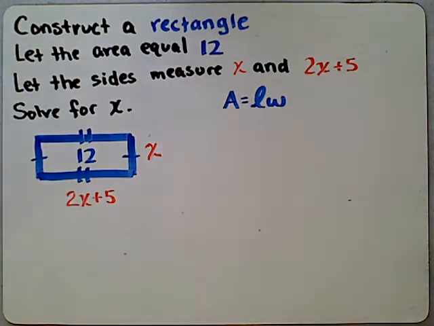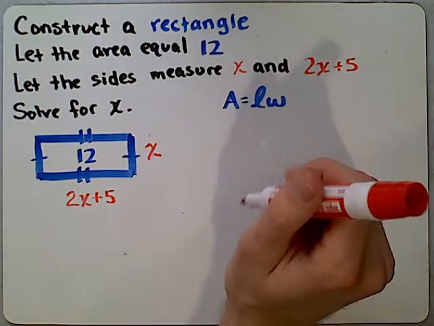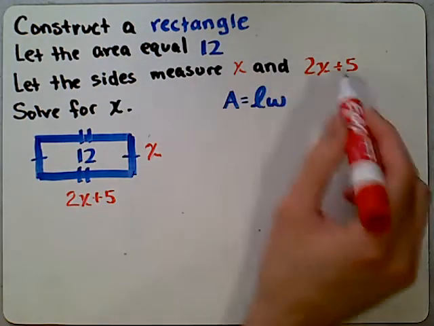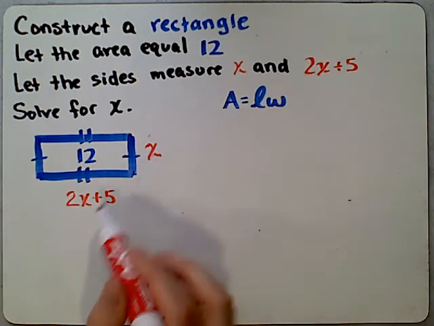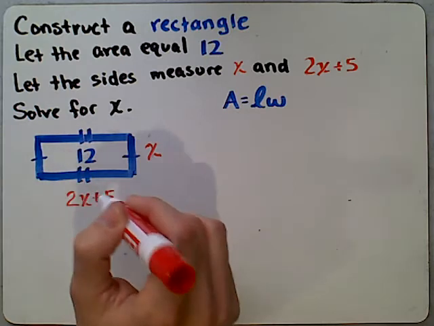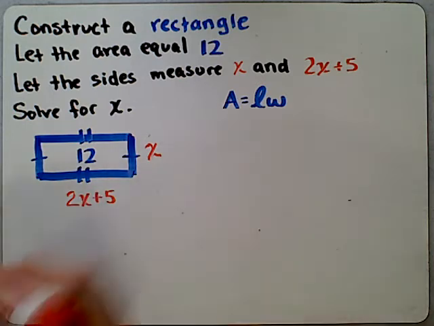In this example, we'll be looking to find the value for x given the shape, a rectangle, given the area of that rectangle, in this case being 12, and given that the sides are measuring different polynomials. So one side is x, the other side is 2x plus 5. I took the liberty of drawing a rectangle, and I've placed those side measures here and here. It doesn't matter if you have them here and here, or you have that reversed.